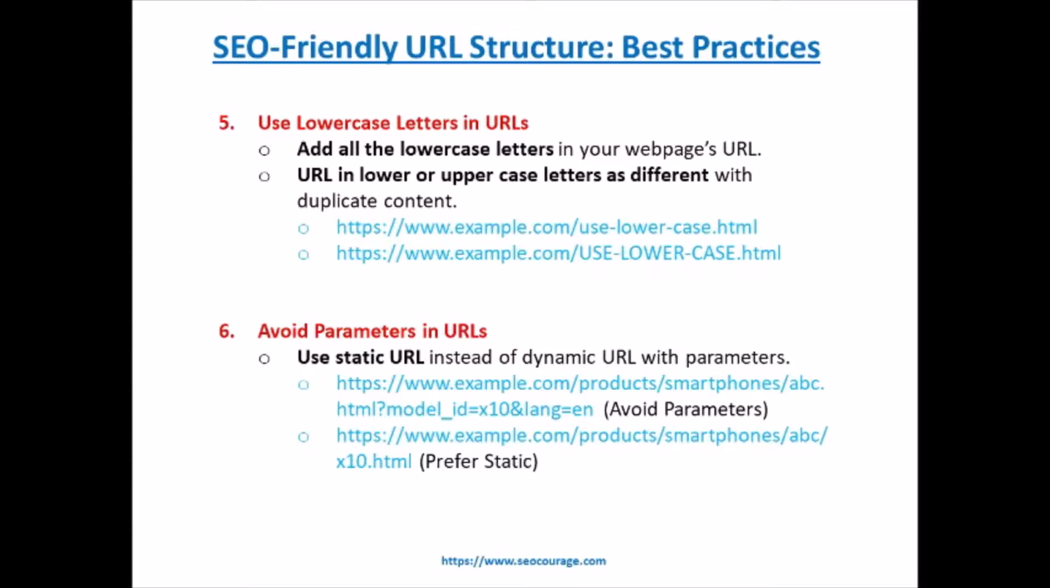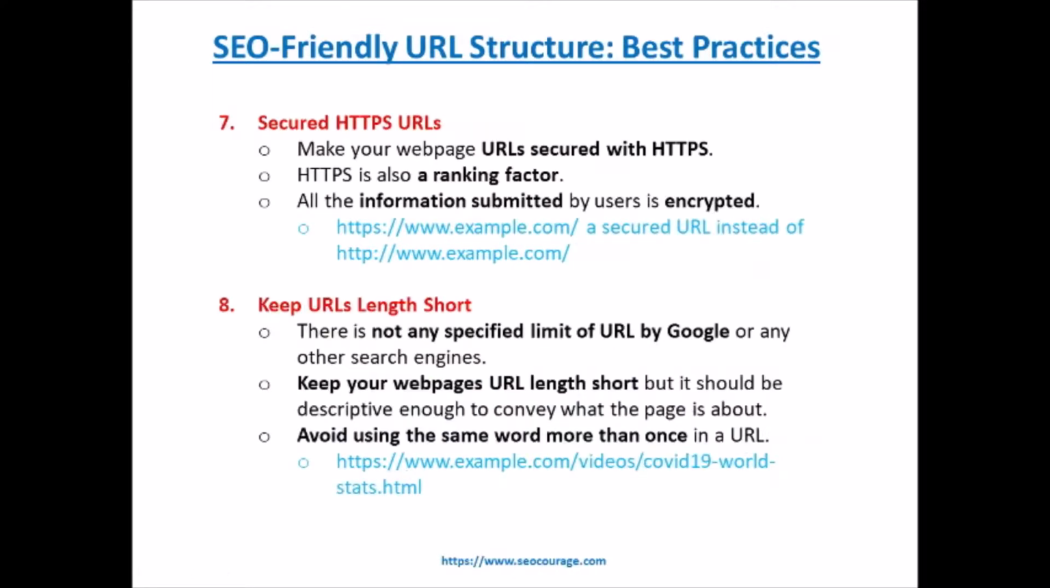And the sixth best practice is about avoiding the parameters in URLs. Try to use static URLs without the parameters, as the URLs which are static rank easily in the search engines. The next one is to use secured URLs using HTTPS, as this is one of the ranking factors, and your user feels secured while opening your website. This is another best practice, which is to keep your URL shorter, but it should be descriptive enough to convey what the page is about.